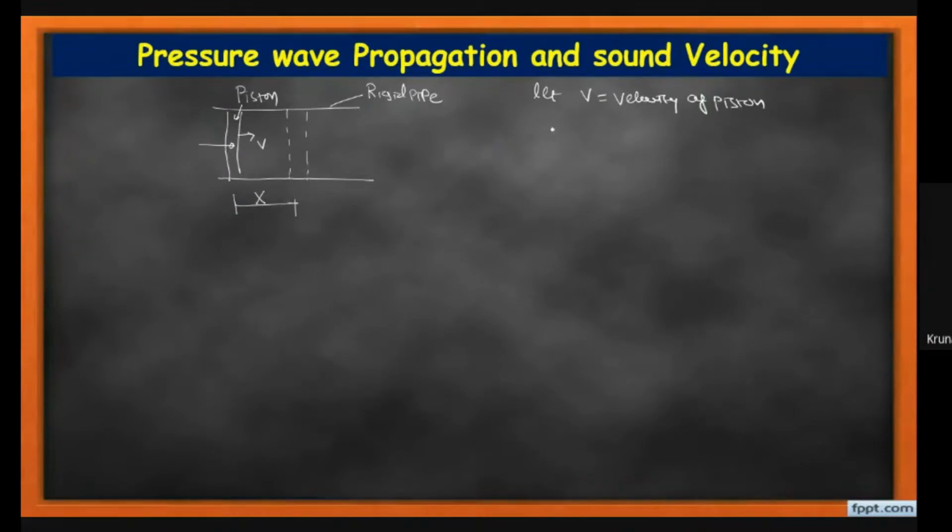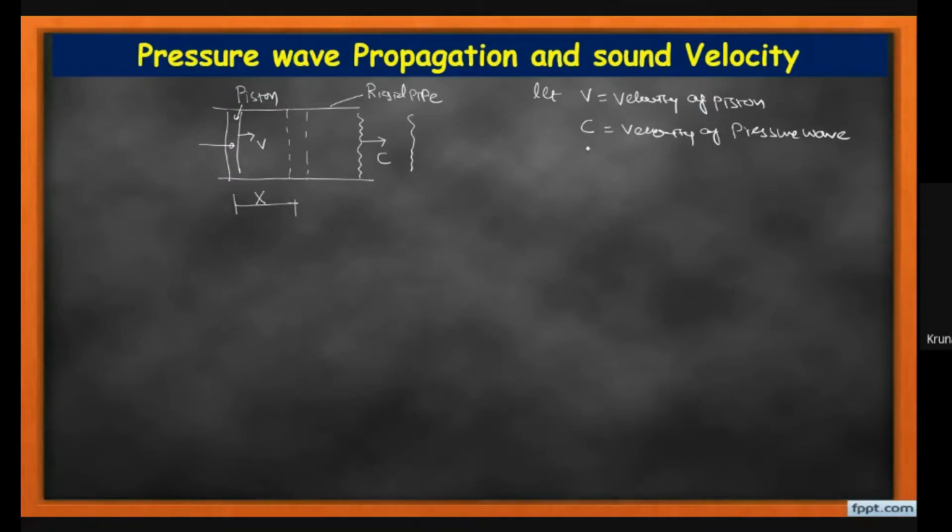Suppose by applying more pressure over here, as the piston is moving with a velocity v, some disturbance is created. Let's say this is the disturbance wave which is created, and it is transmitted with a certain velocity, and that velocity is called c. So here c is the velocity of the pressure wave, or we can call it the sound wave.